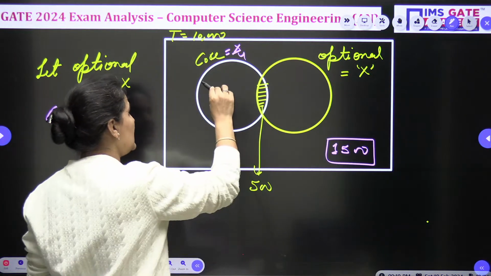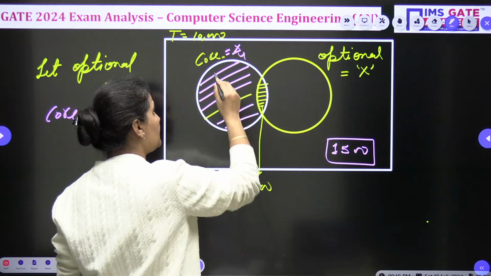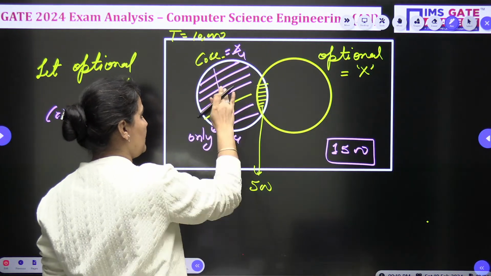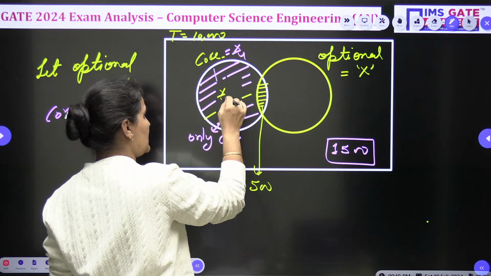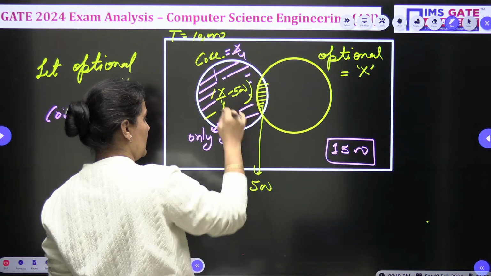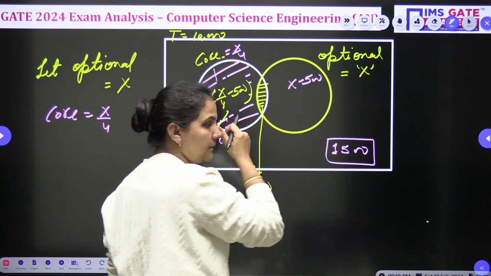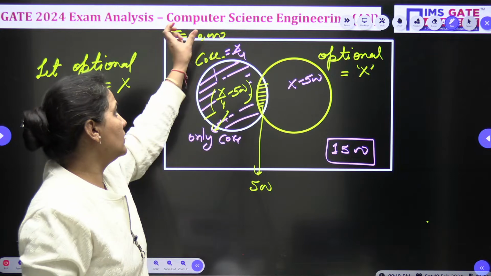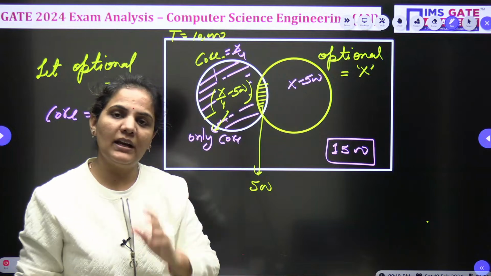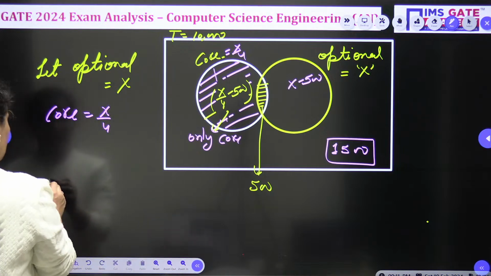So if I go with only core, it will be X by 4 minus 500. We approach the question like this. And only optional will be X minus 500. Each and every data I am having: the total, only core, both, only optional, and none of them. I need to find out the value of X by 4 here. So I will solve like this.